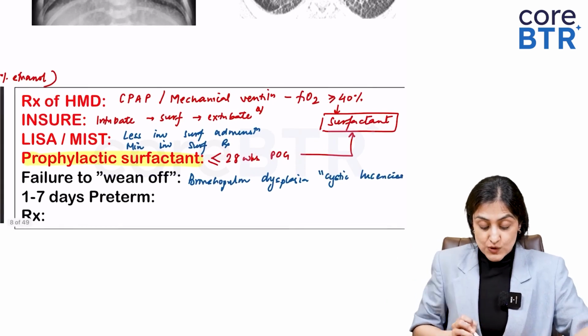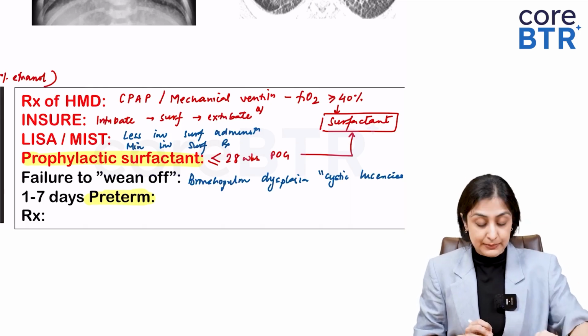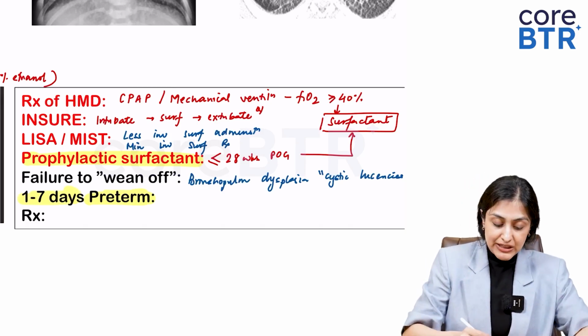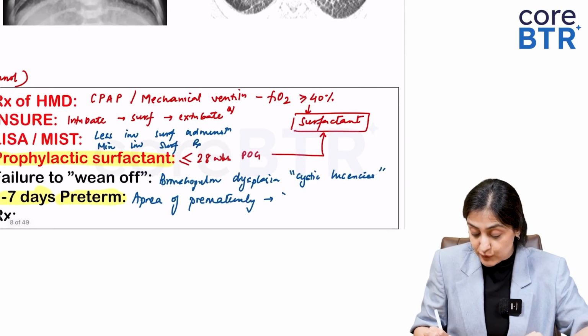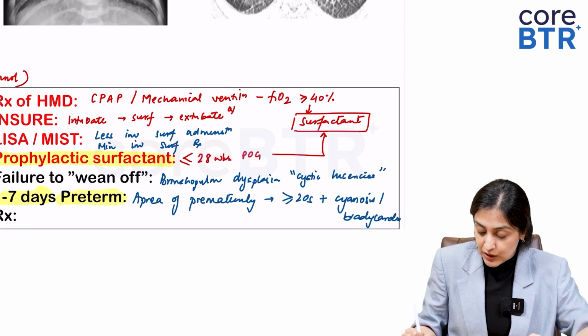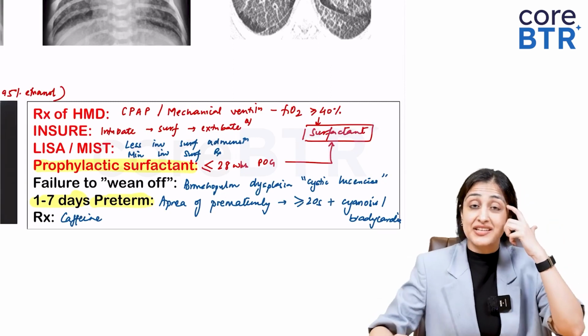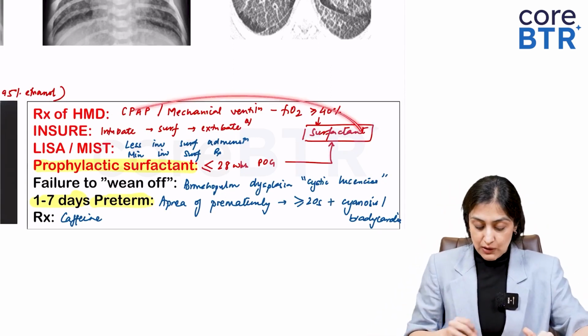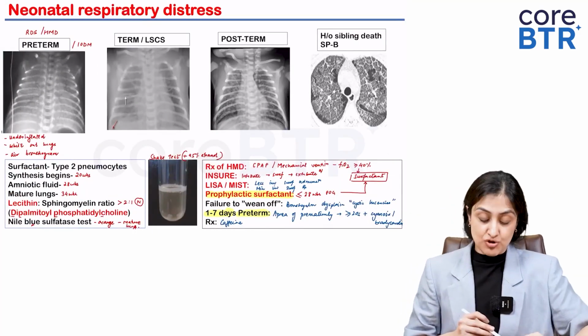Another differential diagnosis in the preterm who's having respiratory distress, but this doesn't present at birth like hyaline membrane disease. It presents between 1 to 7 days, and this is apnea of prematurity. Okay, so the definition of apnea is any apnea for 20 seconds or more which is accompanied by either cyanosis or bradycardia. So that is apnea of prematurity. The treatment of choice is caffeine. Okay, so it stimulates the respiratory centers to breathe. So this is what is about prematurity. RDS, 1 to 7 days, apnea of prematurity.